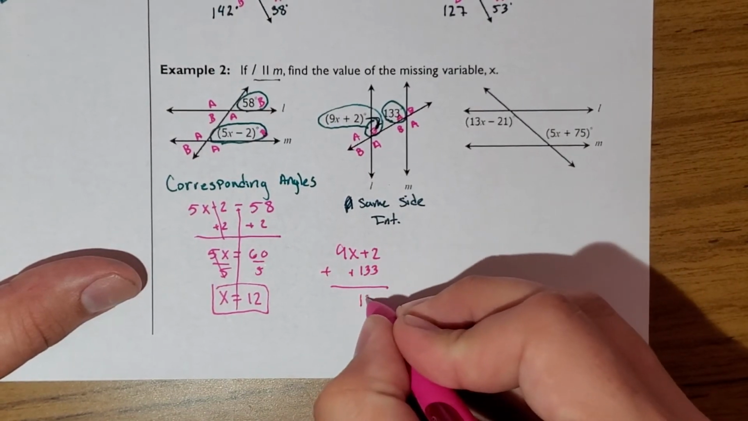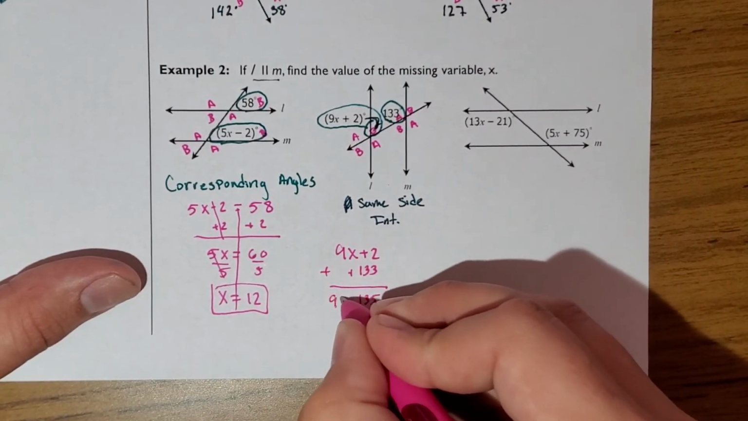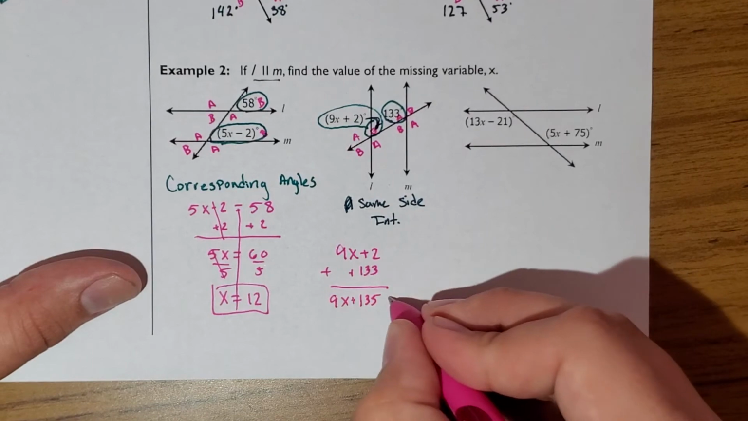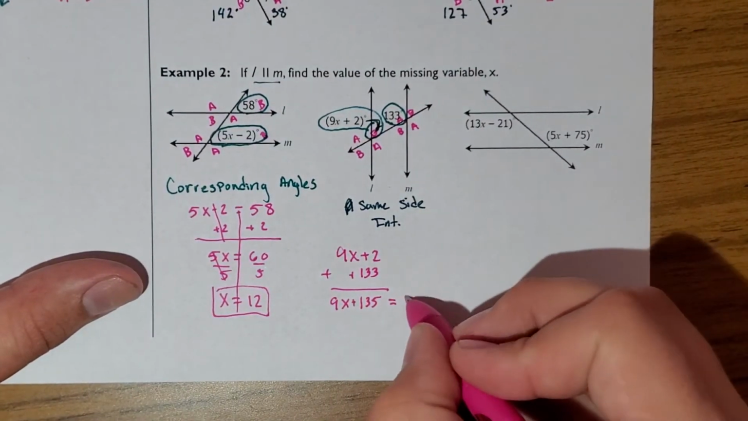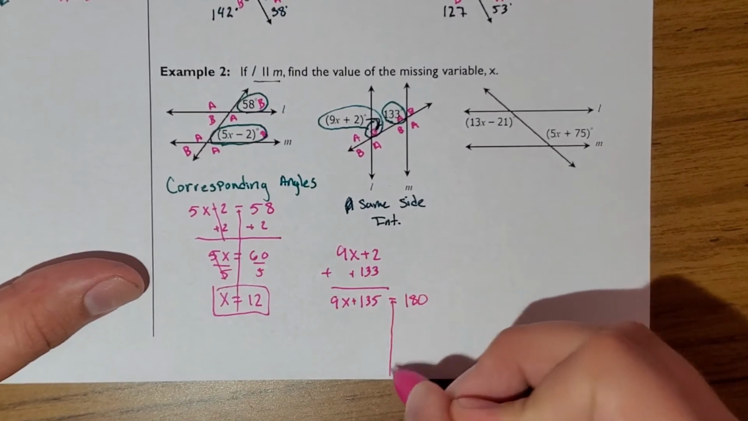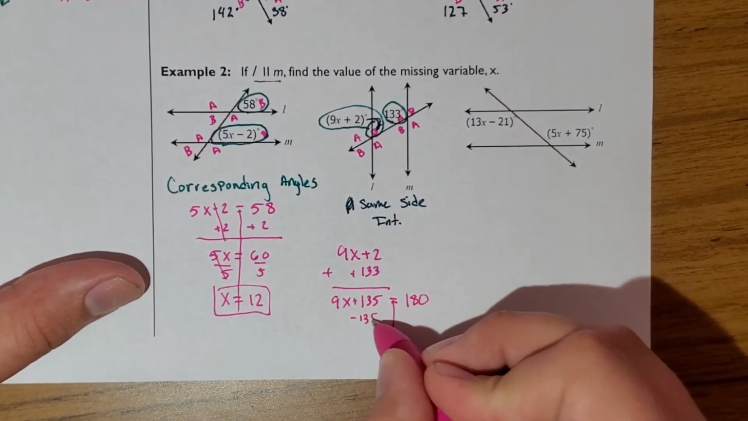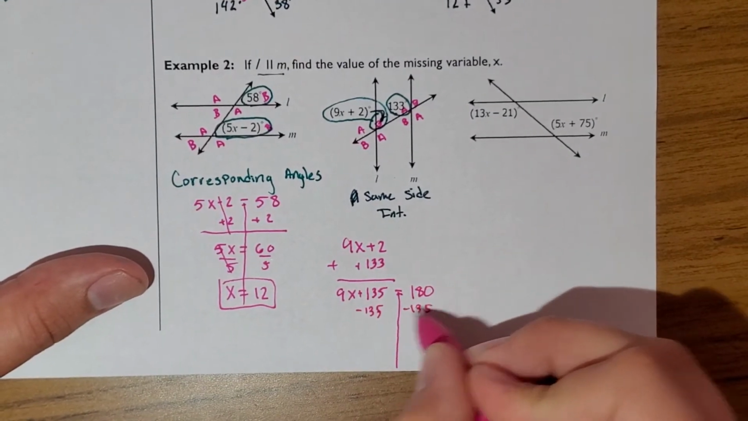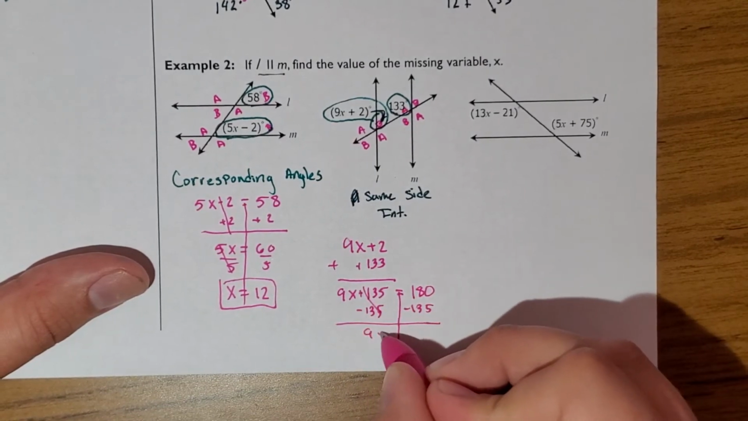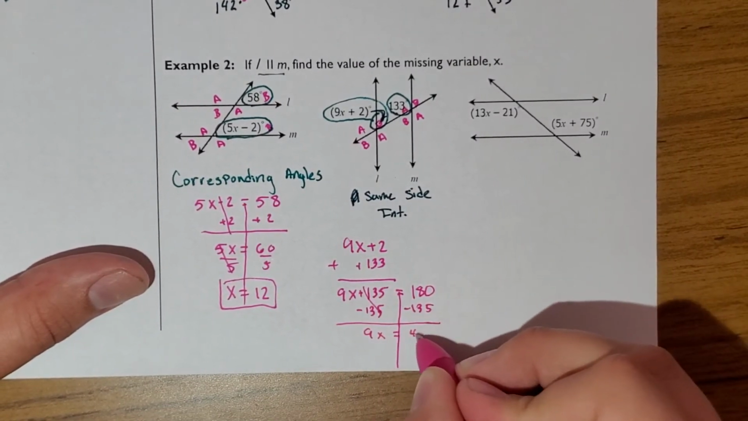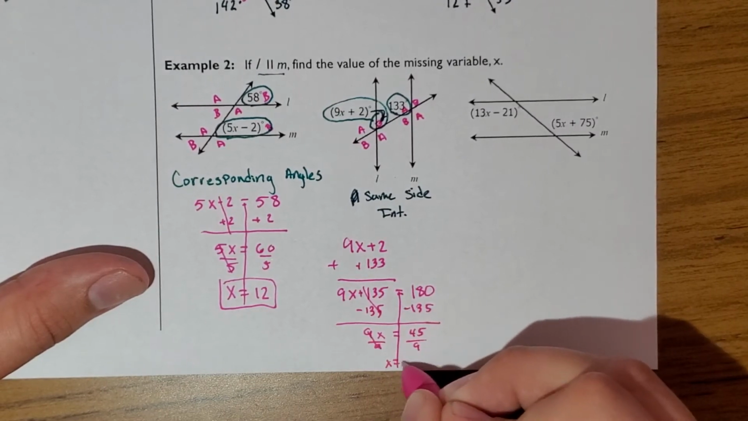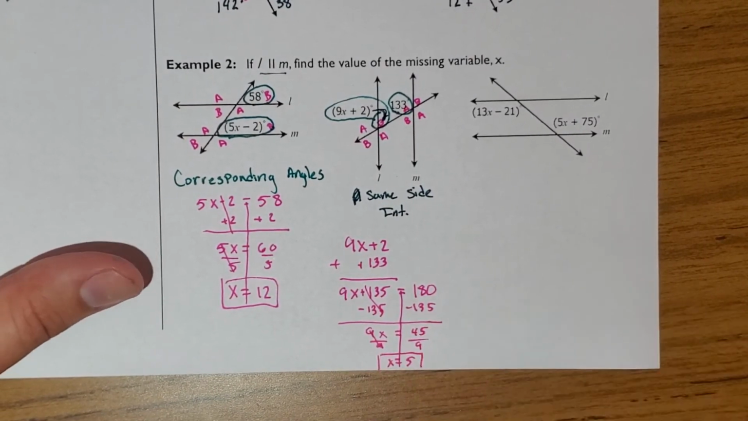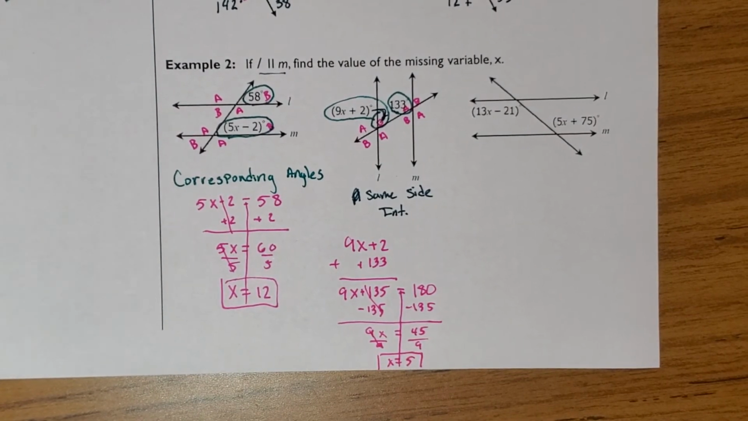2 and 133 makes 135. Bring down my 9x. And we know this has to equal, because it adds up to 180. They're supplementary. It has to equal 180. Subtract 135. Subtract 135. That's going to cancel, and I have 9x equals 45. And my last step, divide by 9, divide by 9. X equals 5. Done.